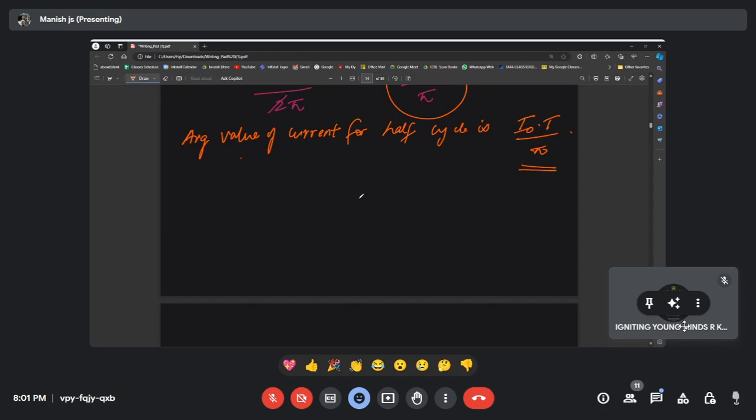So now we are moving on. We are done with the average value. Now we are moving on to the mean value of alternating current. Okay, so we will see what is the mean value of the current. That is the AC.